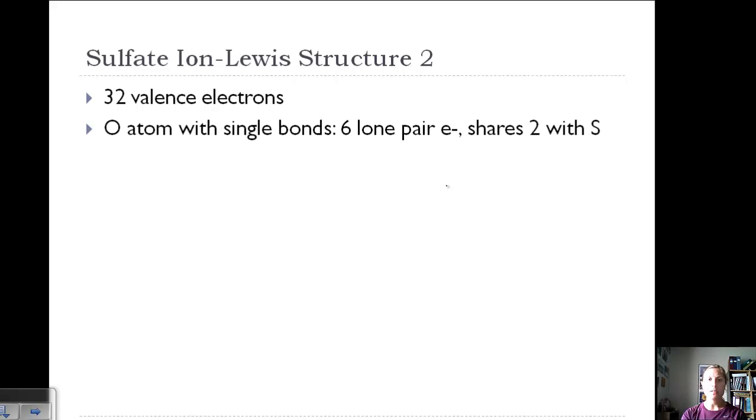Same number of valence electrons, but now we've got different bonds on those oxygens. So we've got 2 oxygens that have a double bond and 2 that have a single bond. So we have a sulfur, oxygen, oxygen, because remember it can accommodate more than 8.